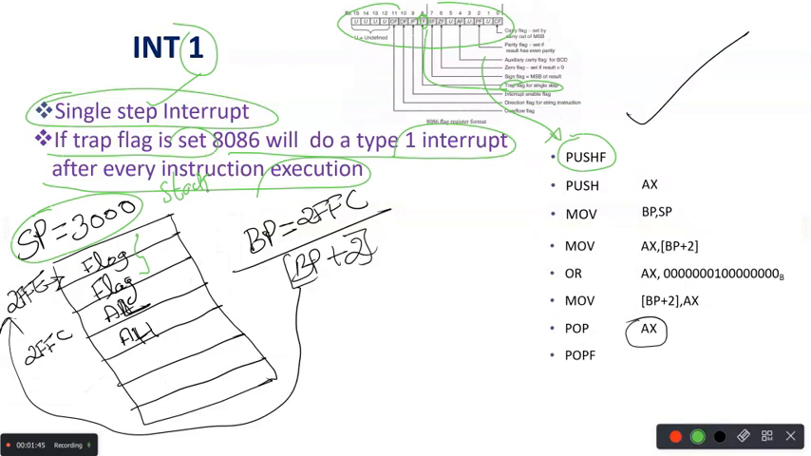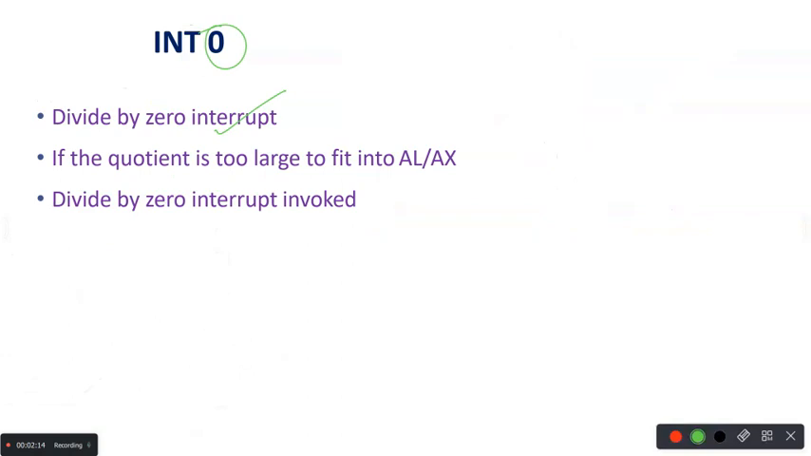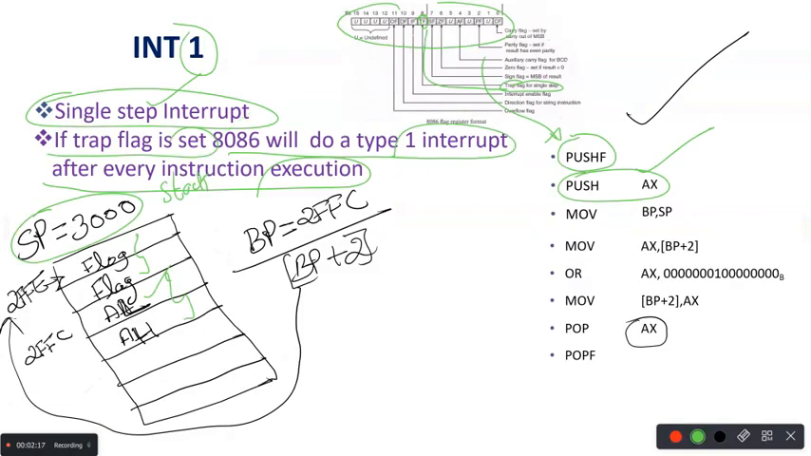Next, push AX. What is this AX register? Moment you do push AX, what will happen in the stack? This AX will be stored next to the stack. Yes or no? Your stack pointer will be decremented by once again 2, and then your AL will be stored here and AH will be stored here. This is from push F. This is from push AX. So whatever result is there in AX, it will be pushed to the stack. This is your stack now.